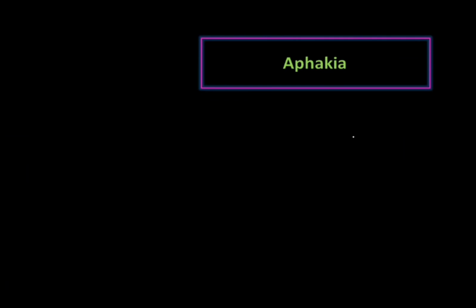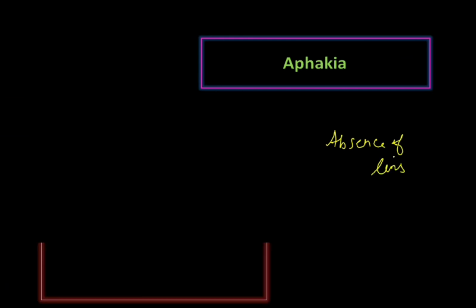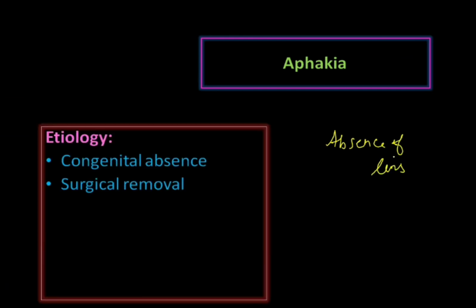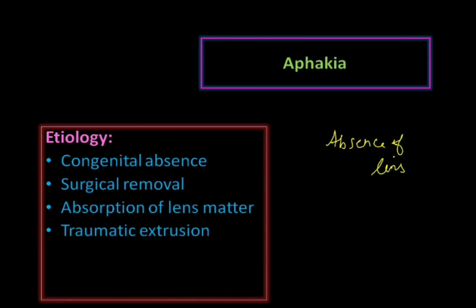Aphakia. Aphakia is absence of lens. So when can this happen? This can happen when there is congenital absence of lens or surgical removal of lens or because of absorption of lens matter post-trauma, or it can be because of traumatic extrusion or posterior dislocation in vitreous.